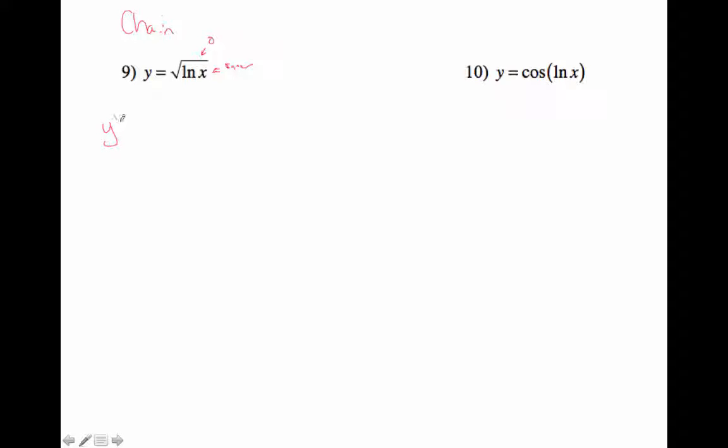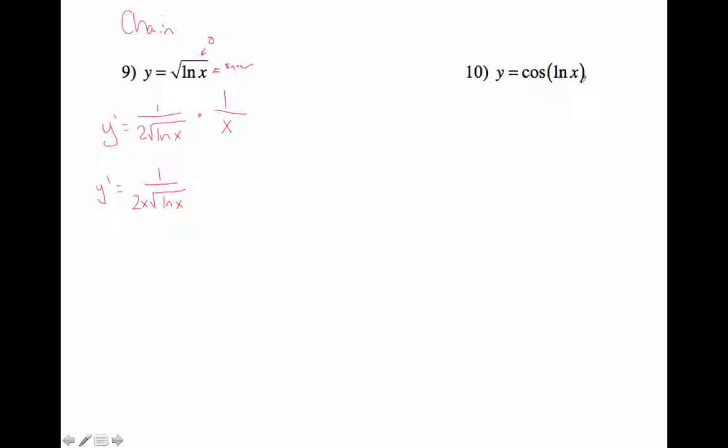So to take my derivative, I'm going to take the derivative of the outer function. So the square root would be 1 over 2 times the square root of whatever is in the radical, so ln x. But then we've got to multiply that by the derivative of the radicand function, which is ln x, and that's 1 over x. So to simplify this into one fraction, the derivative is going to be 1 over 2x times the square root of ln x. Okay? Let's look at the next one.